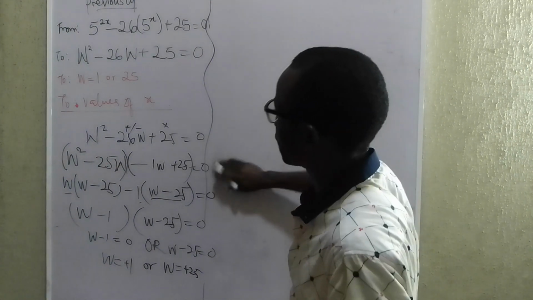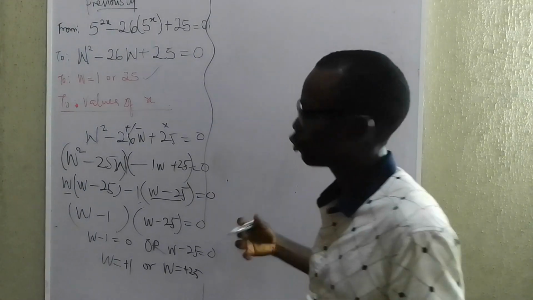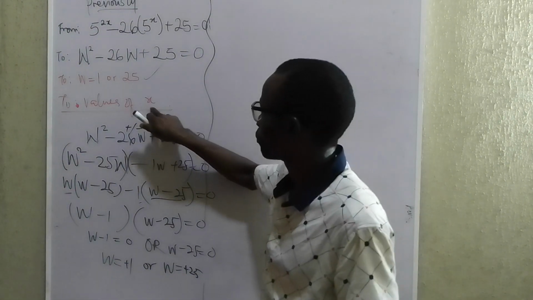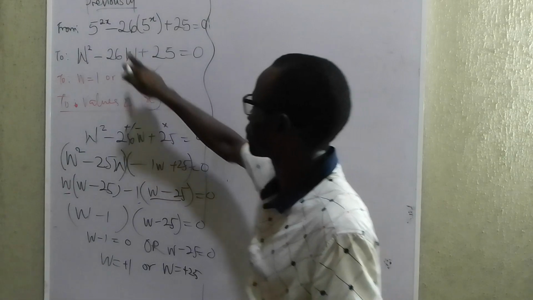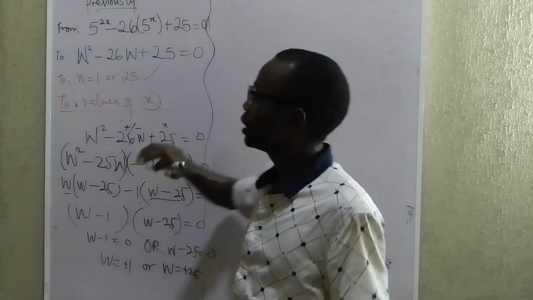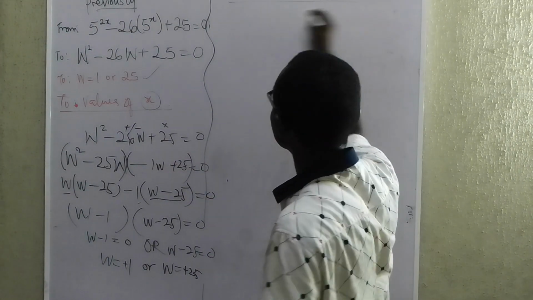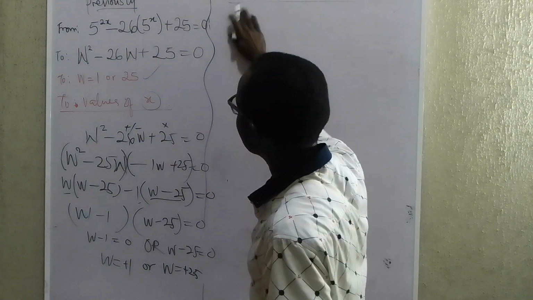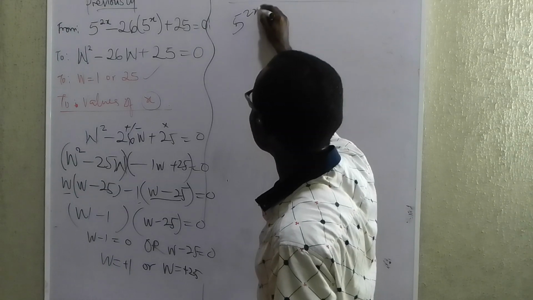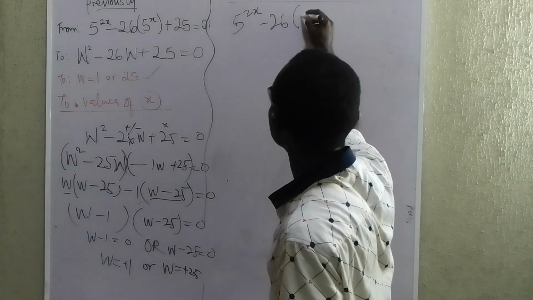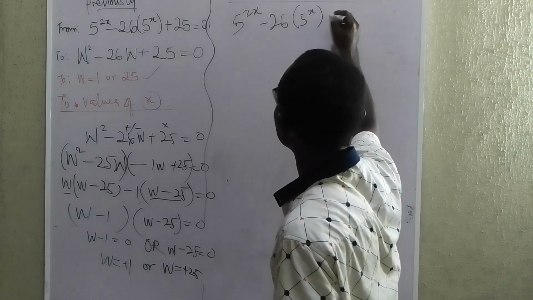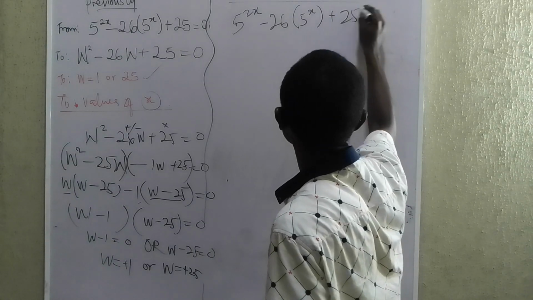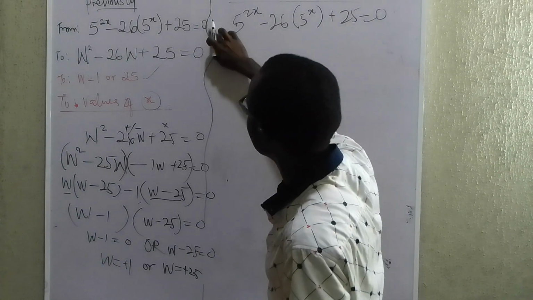That's it. Now, that is how we got to this place. Today's work was to move to the actual value of finding what x is, because it is x that is given to us here. Remember from the original question, we turned this into 5 raised to the power 2x minus 26 times 5^x plus 25 is equal to 0.